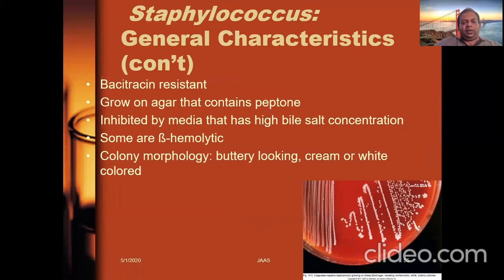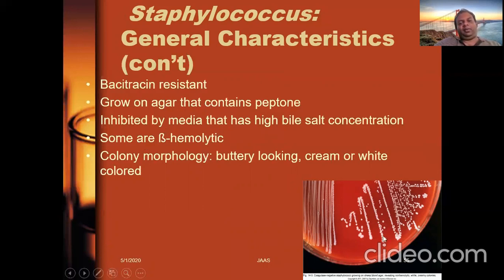Other characteristics: this is a blood agar. These are the tiny colonies of Staphylococcus, and this is bacitracin, an antibiotic extracted from other bacteria. Staphylococcus is usually bacitracin resistant, Micrococcus the other way. Crohn agar contains peptone, inhibited by media that has a high bile salt concentration. They are beta hemolytic, most are.